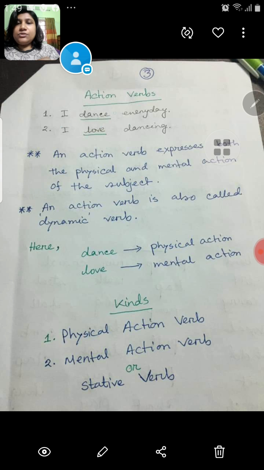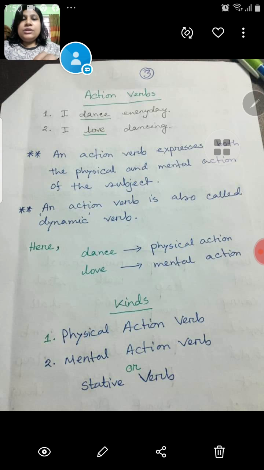Dance here means when I dance, my full body moves. And then, I love dancing. It is not showing any action of the body, no physical action. It is the action of the brain. That's why this is a mental action, which you can feel. This is one kind of idea. Mental action verbs are also action verbs, but they are actually stative verbs.